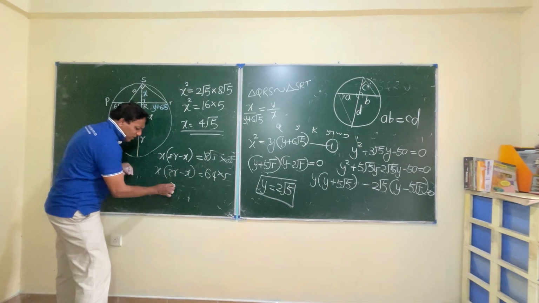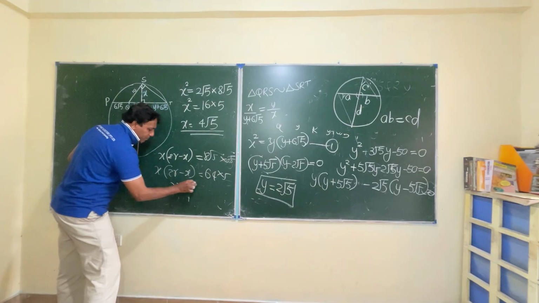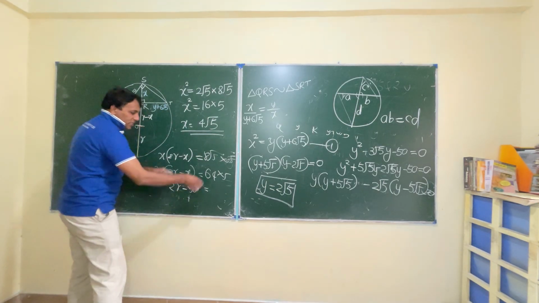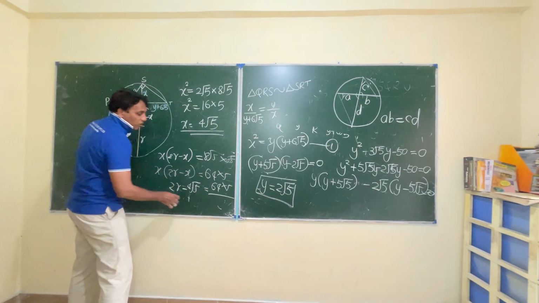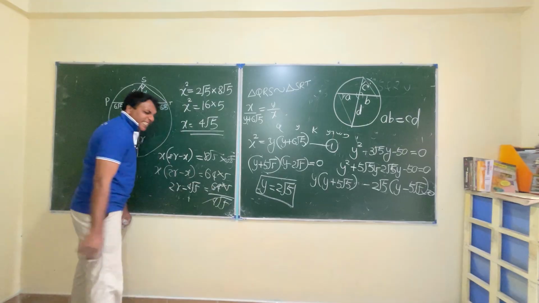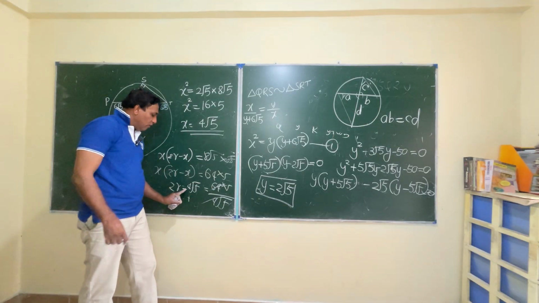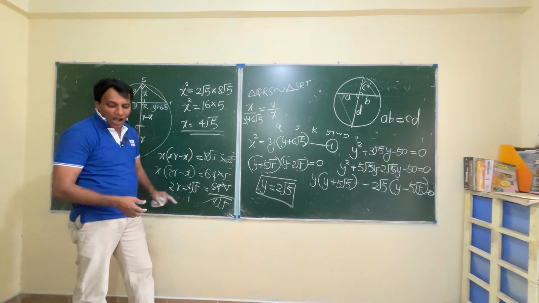So what I give is 2R minus X under the 4 root 5. Divide by the X on the other side. X is 4 root 5. We can cut this, 1680 over root 5. Once again, take this other side and find the radius. So the answer is pi r square.